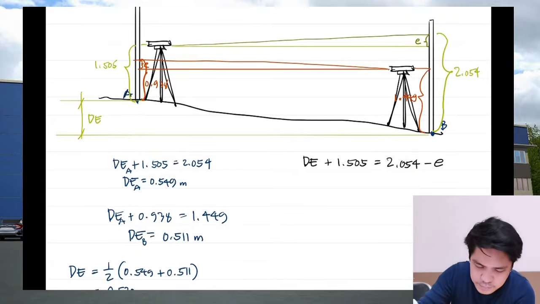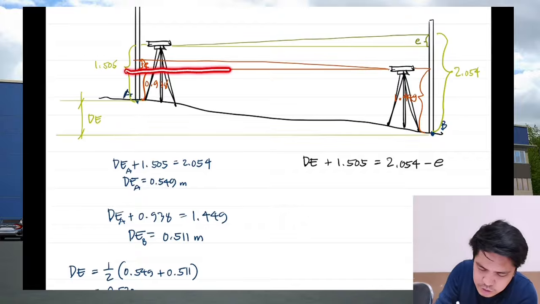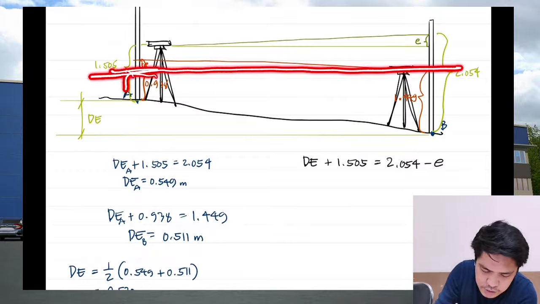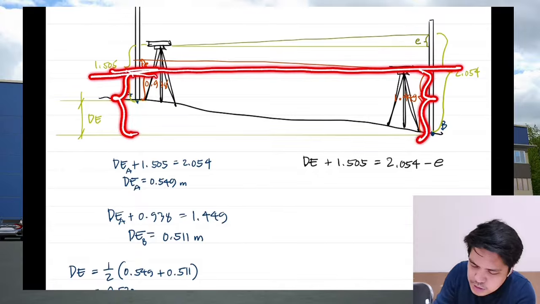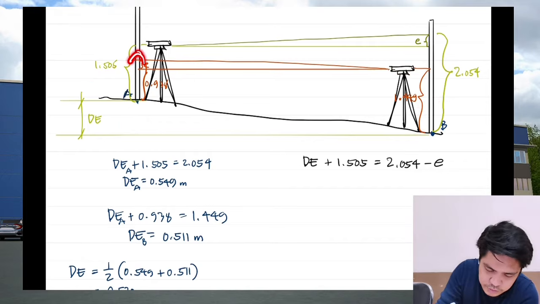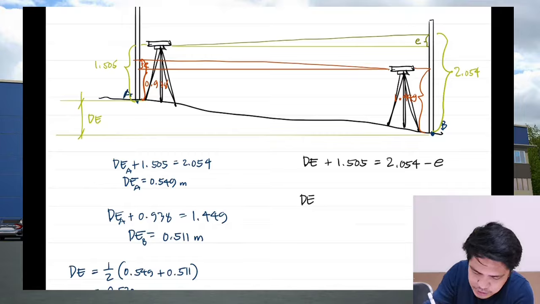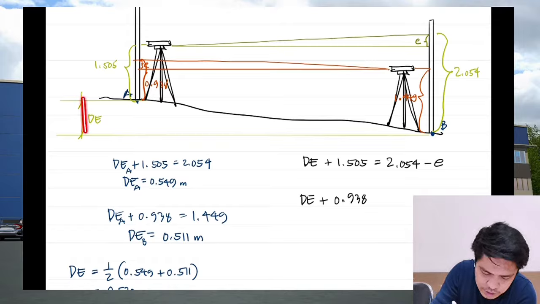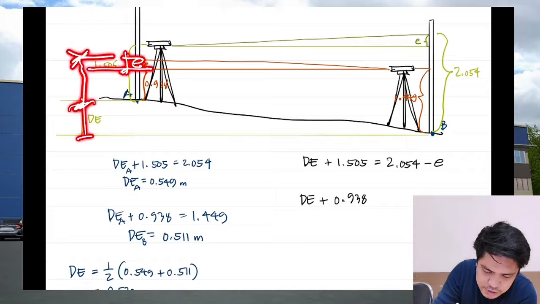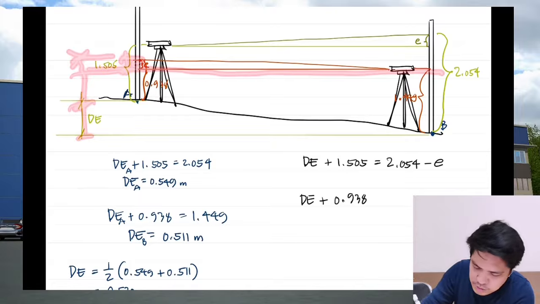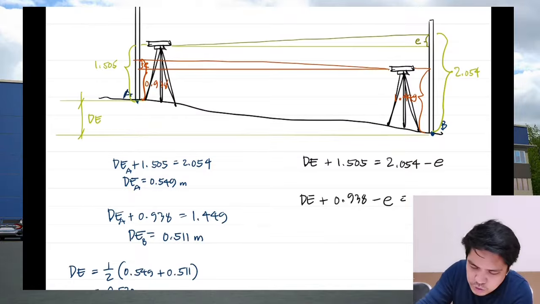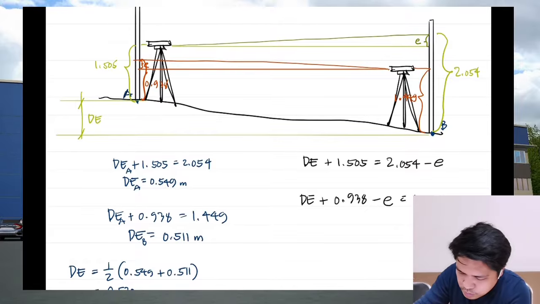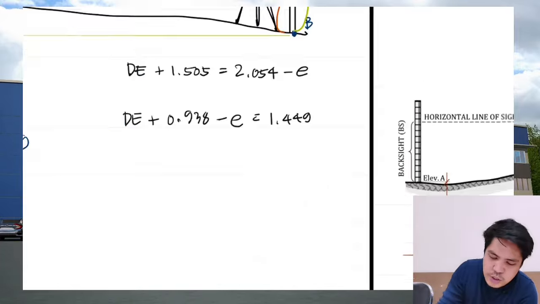Now, for the second setup, we have ito yung horizontal line natin, di ba? Horizontal level. So, this distance is the same as this distance. So, that means, pwede nating unahin yung dito. Okay. That means DE plus 0.938. Ito siya. DE plus 0.938. Then minus E. I-minus natin to para dito na yung level natin. Minus E is equal to, of course, this distance, which is 1.449. So we have two equations with two unknowns.